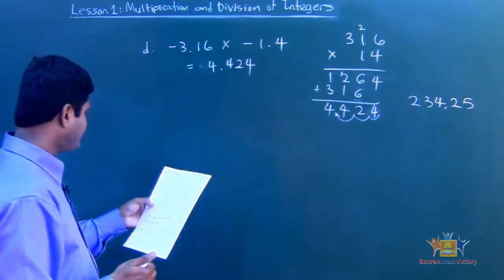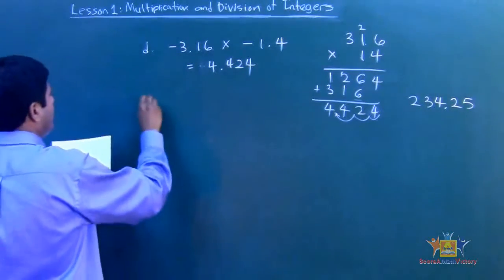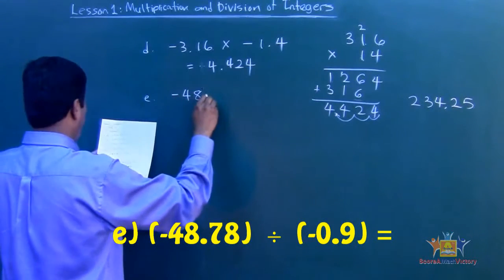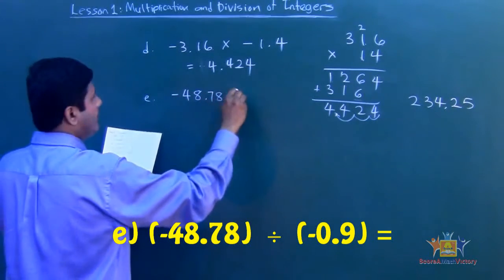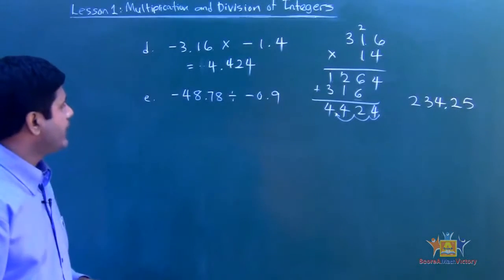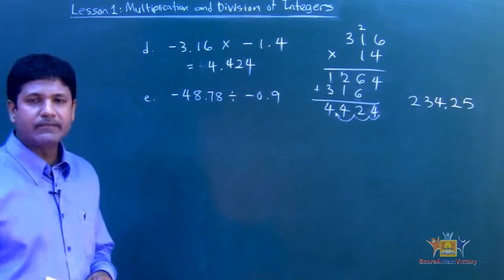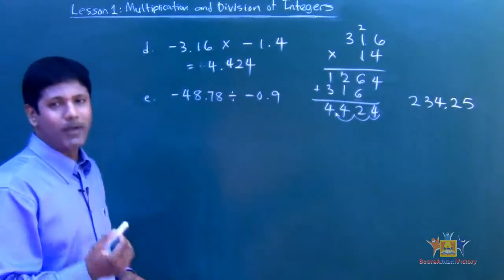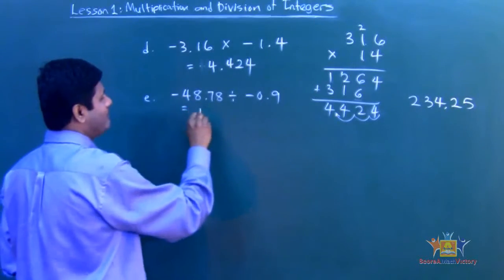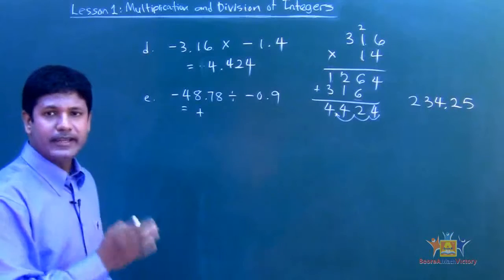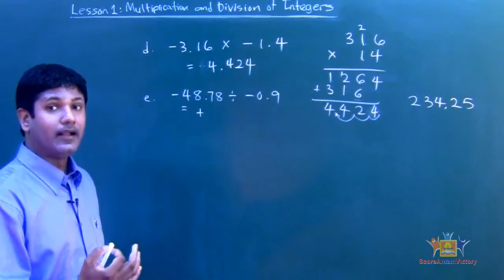All right, good. Now let's do problem E. Problem E, you're given negative 48.78 divided by negative 0.9. So negative 48.78 divided by negative 0.9. Now negative divided by negative, positive. You know your final answer is going to be positive. Now you got two decimals dividing.